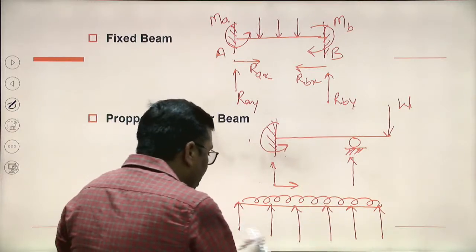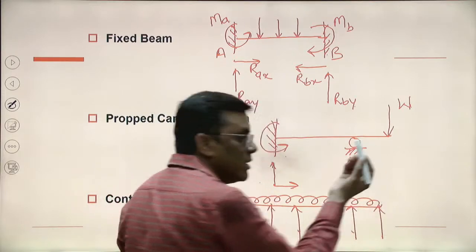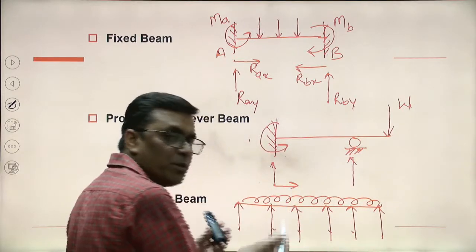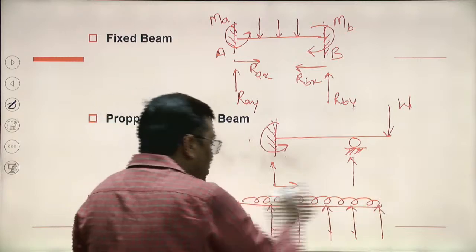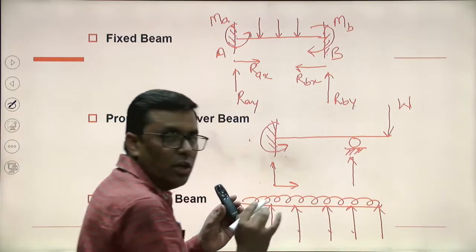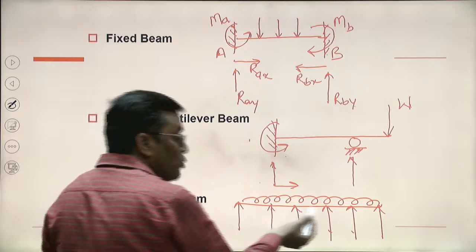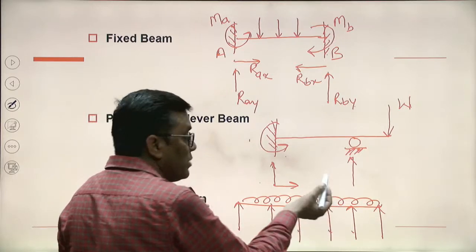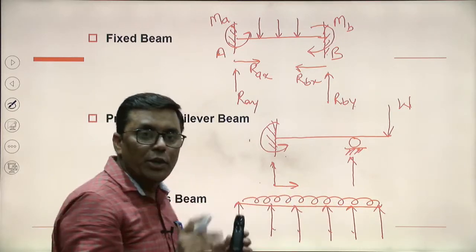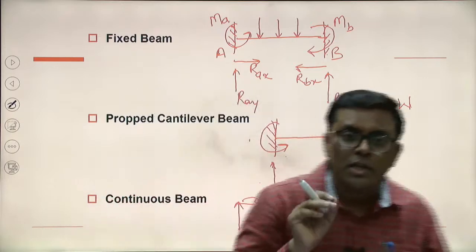So if there are 1, 2, 3, 4, 5, 6 supports, why are we putting the 6 supports? Because the span of the beam, span means the length of the beam, is very long. So for this particular beam, we have to put the 6 supports for the equilibrium of the beam. So there will be 6 unknown support reactions.